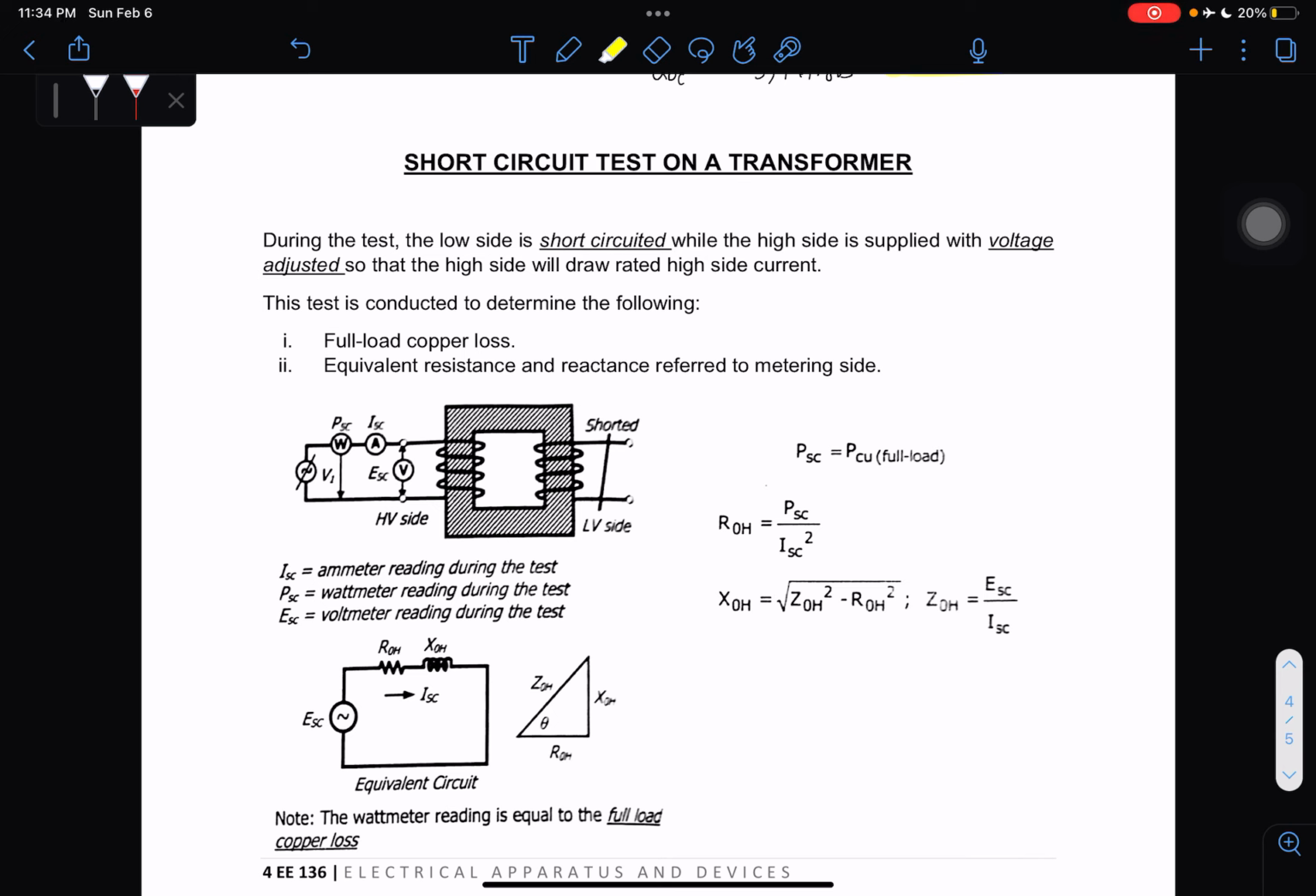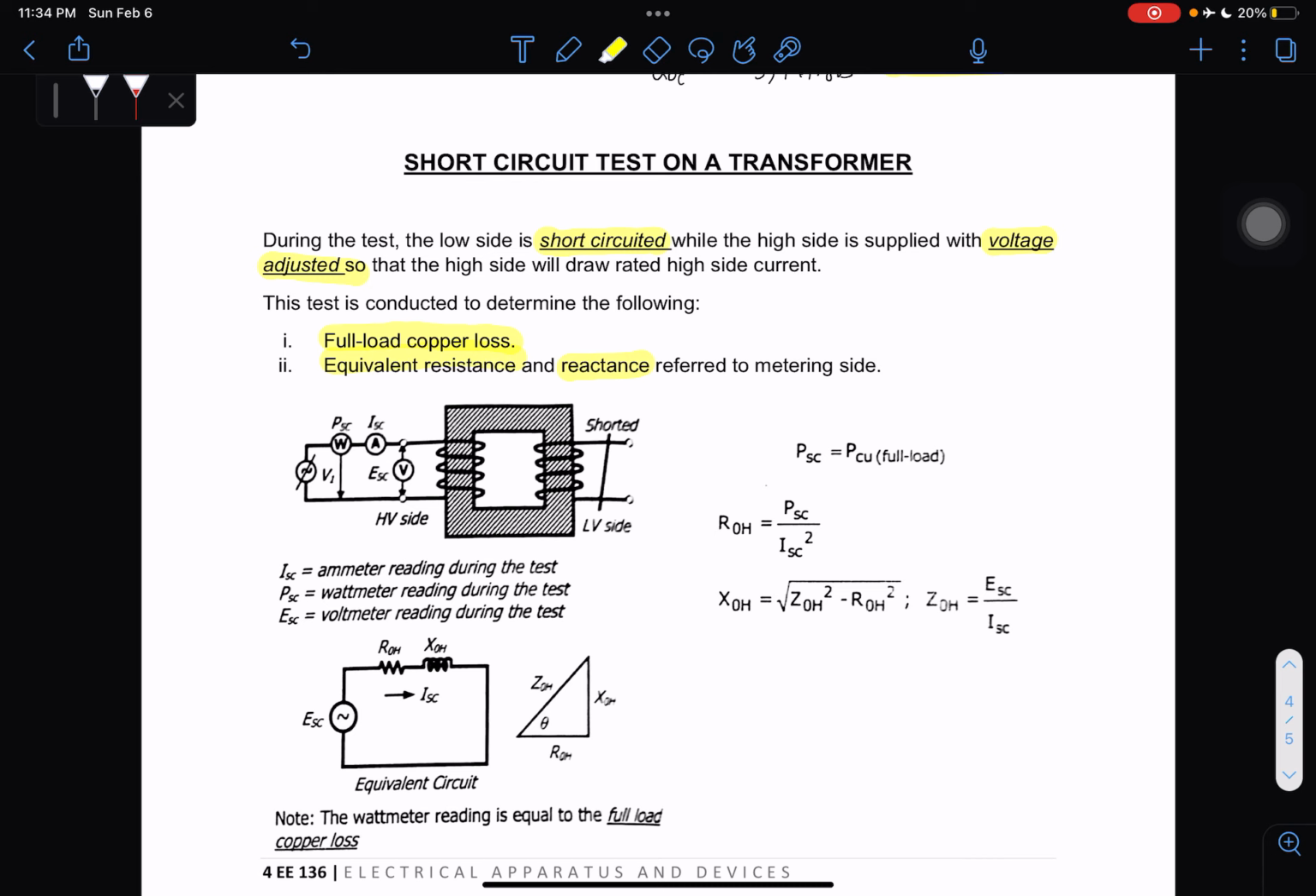During the short circuit test, the low side is short-circuited while the high side is supplied with voltage adjusted so that the high side will draw rated high side current. Why do we conduct this short-circuit test on the transformer? It is conducted to determine the following: first, the full load copper loss, and second, the equivalent resistance and reactance referred to the metering side.